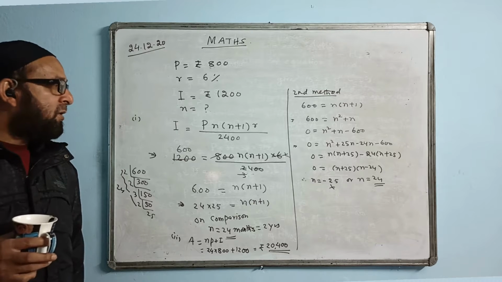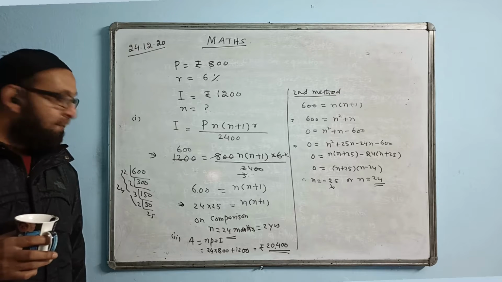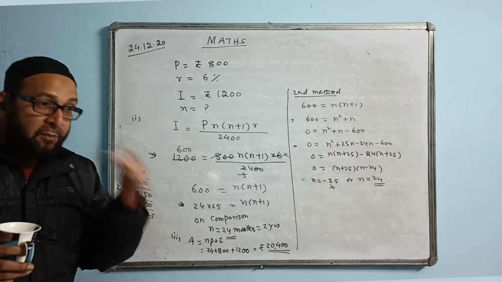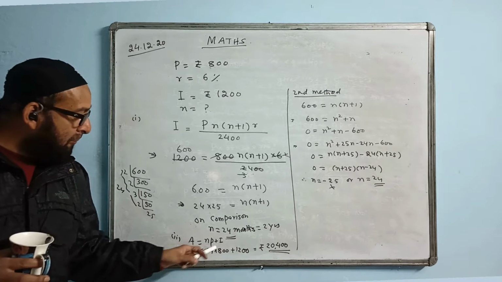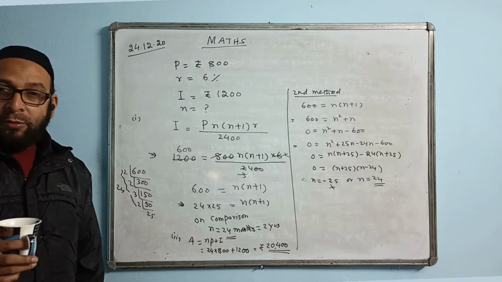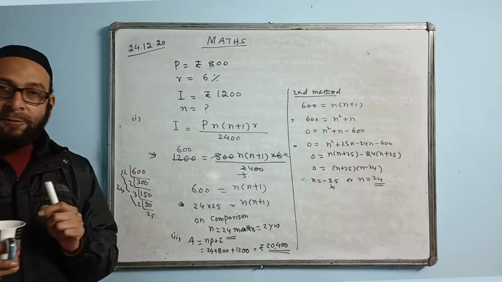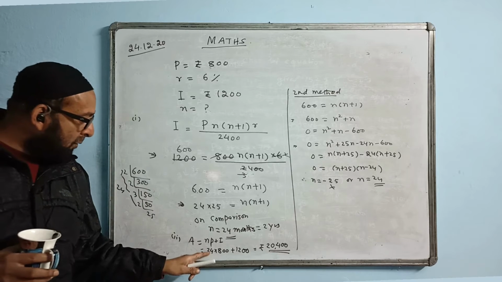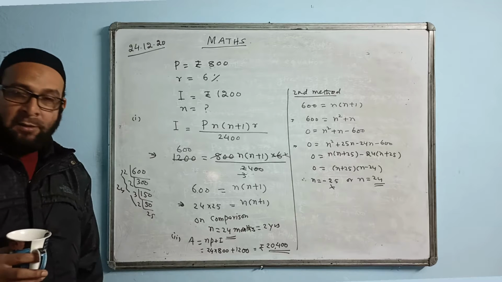What is your principal? Tell me. No, principal is not 800. 800 you are paying every month for 24 months. Your principal becomes this much: 24 into 800. NP is your principal amount, the total amount you are paying in the bank. P is the principal for 1 month and you are paying for 24 months. How much money have you paid? 24 into 800. This is the sum deposited. Your principal is this much.